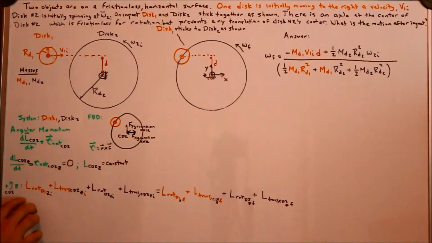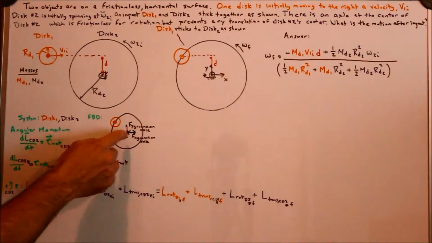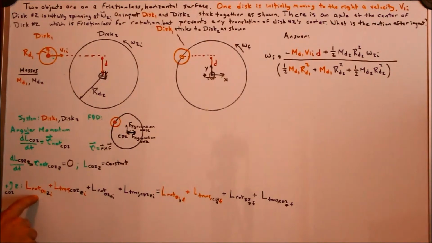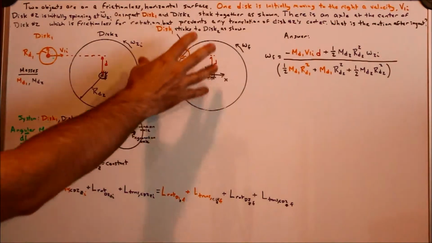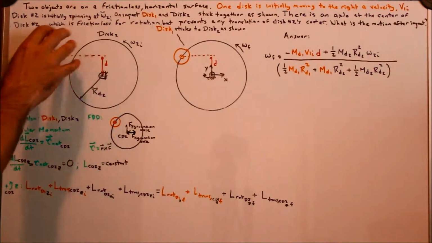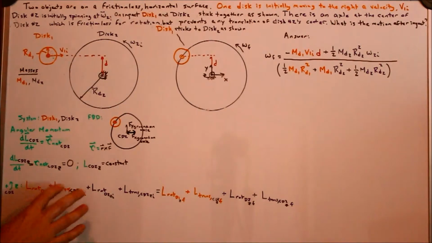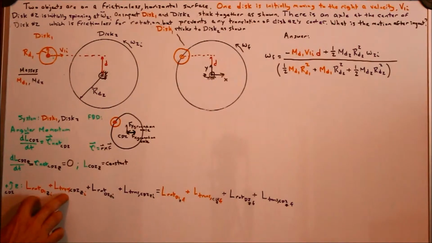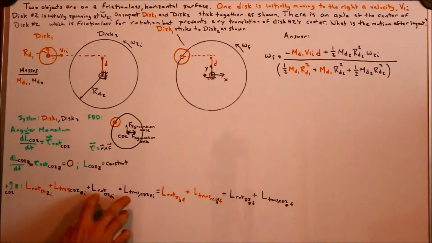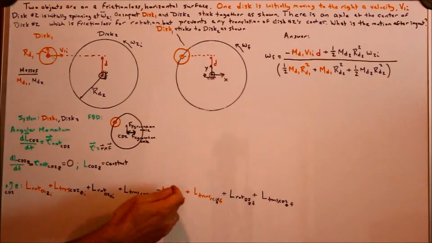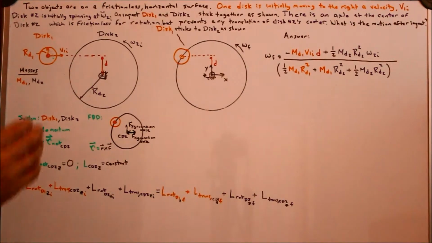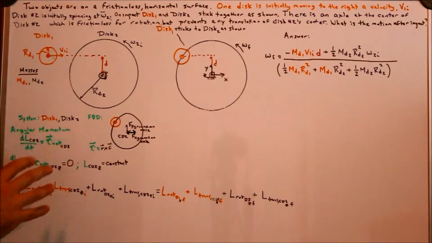So I can consider, in the z direction around this point, the center of disk 2, two elements to this system, disk 1 and disk 2. Angular momentum initially is a translational and rotational part of disk 1 and a translational and rotational part of disk 2, and then the same thing finally. If you didn't get to this point, pause the video and let's try to solve from here.